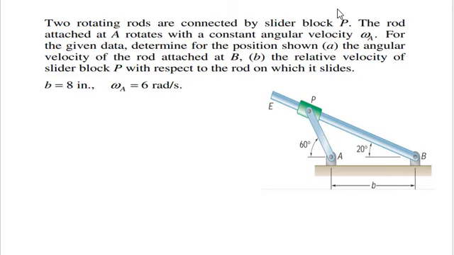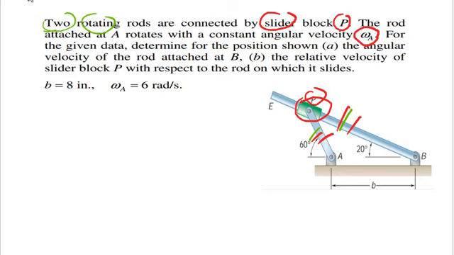Okay, let's start. At first we have to understand the question, right? So let's understand the question. Two rotating rods. That means one rod is here, and this one and this one are the two rotating rods. This rod and this one are connected with a slider. That means this is the slider, the P block, right? This is called the P block, and the rod attached, A, is rotating with the constant velocity omega A, right?